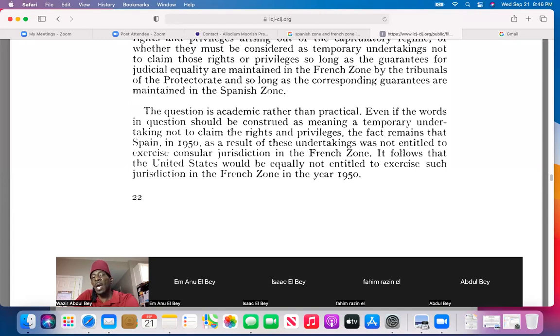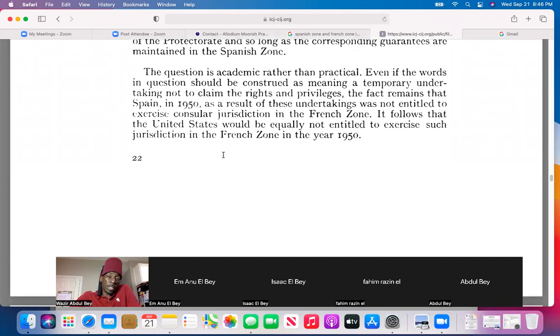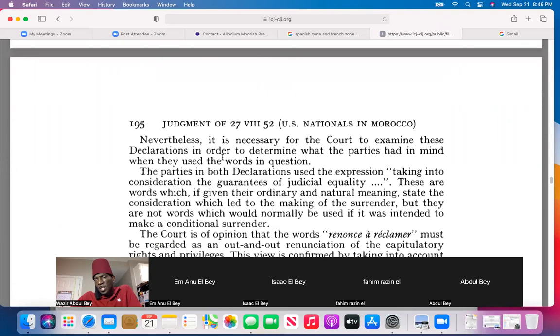The question is academic rather than practical. Even if the words in question should be construed as meaning a temporary undertaking, not to claim the rights and privileges, the fact remains that Spain in 1950, as a result of these undertakings, was not entitled to exercise consular jurisdiction in the French zone. It follows that the United States would be equally not entitled to exercise such jurisdiction in the French zone in the year 1950. This was taking place between 1950 and 1952, this case.